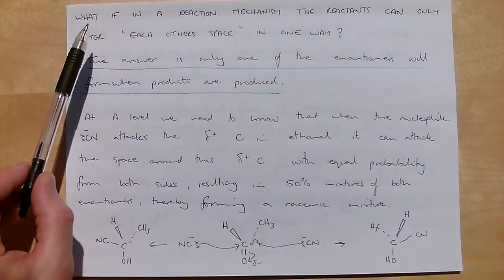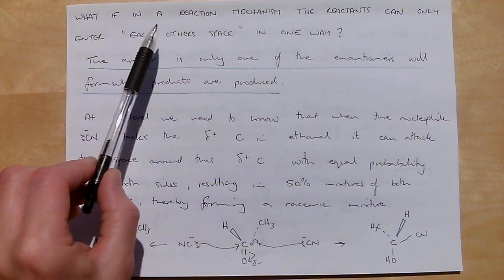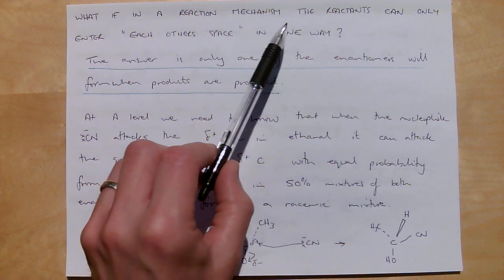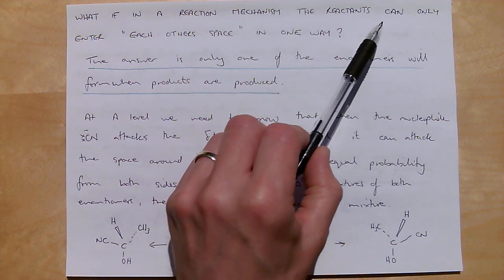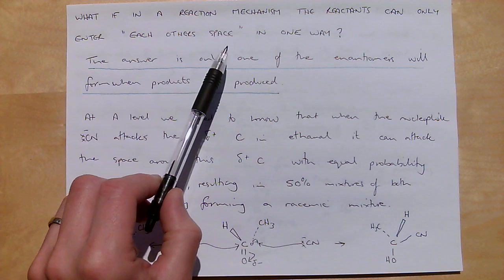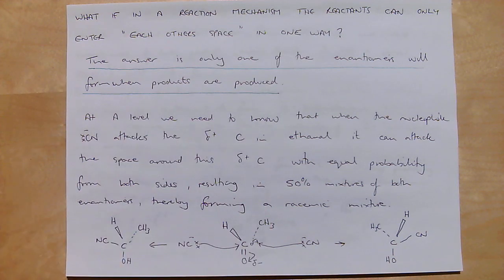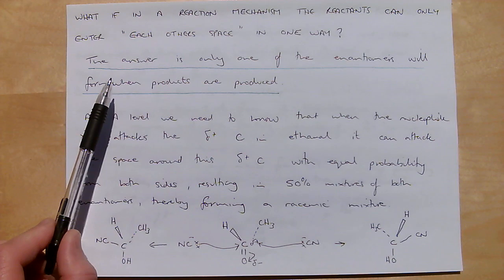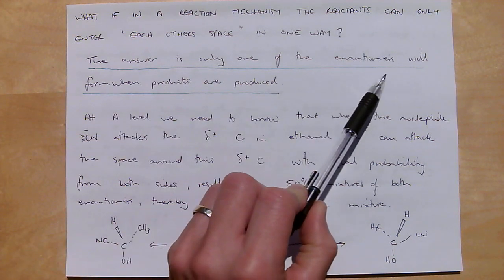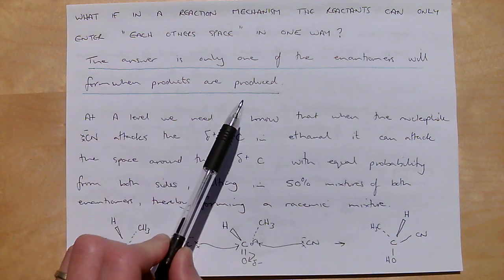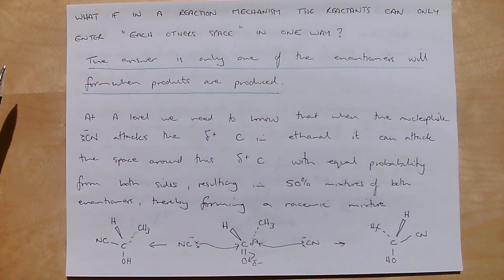So what would happen if in a chemical reaction mechanism the reactants can only enter each other's space in one way? So when they actually collide in the reaction, they can only collide by bumping into each other via one route. So the answer is only one of the enantiomers will form when products are produced. So if the reactants can only enter each other's space in one particular way, then you only get one enantiomer.